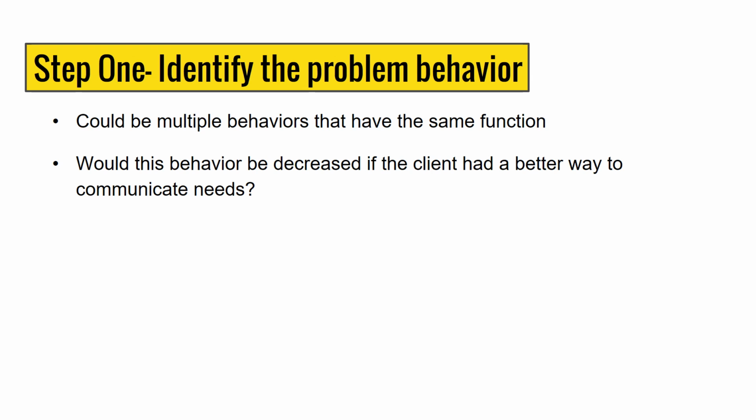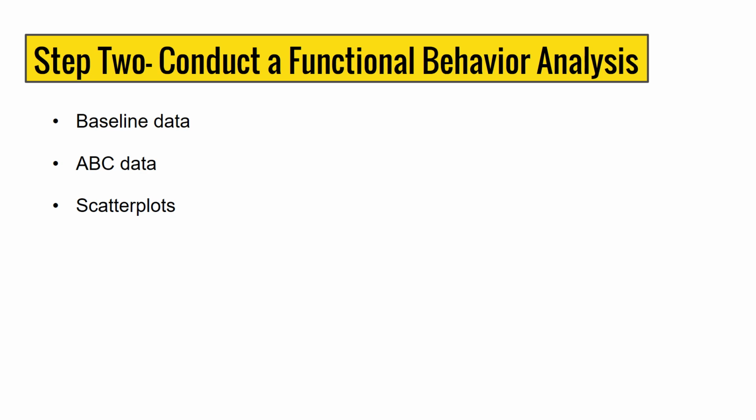For example, a child might tantrum one day to get attention, but then he might hit another student the next day, but they both have the same function of attention. The behavior also needs to be identified as one that will be decreased if the client has a better way to communicate their needs. This brings us to step 2.